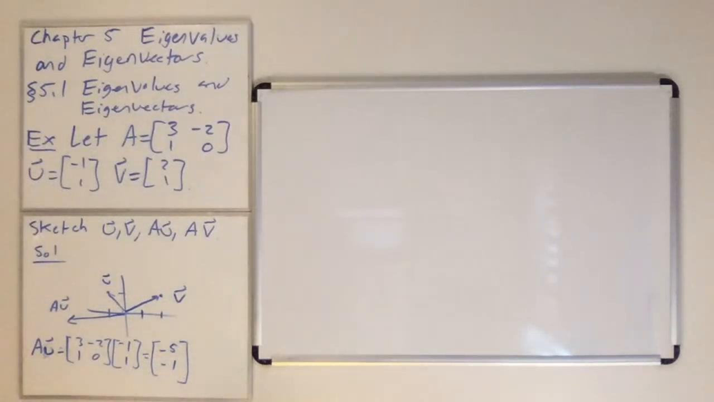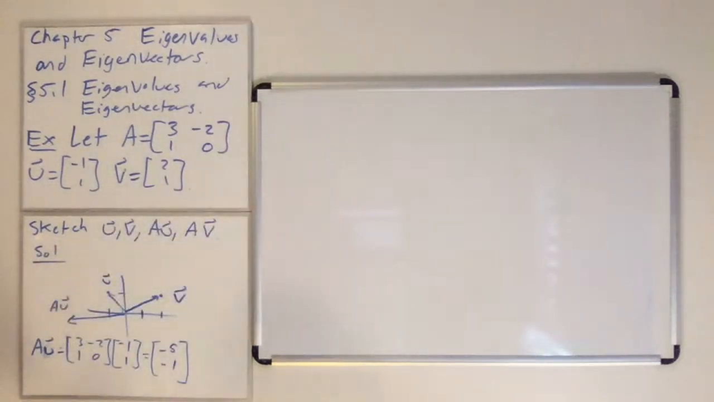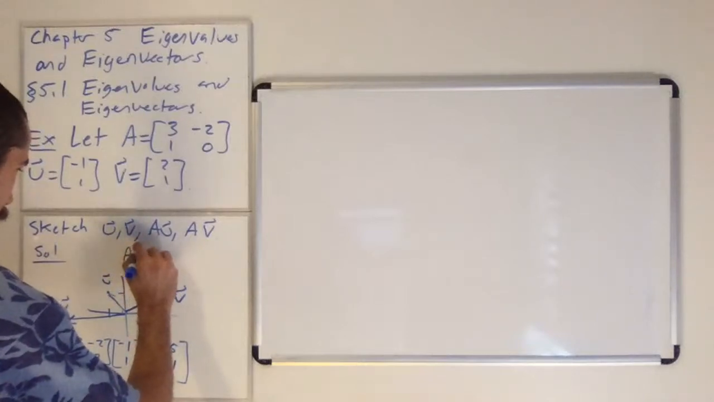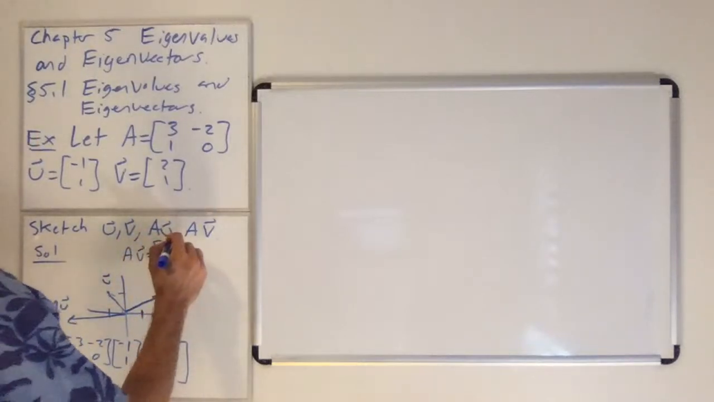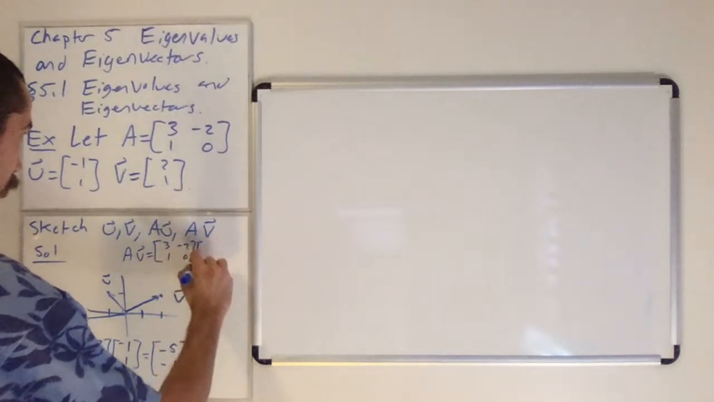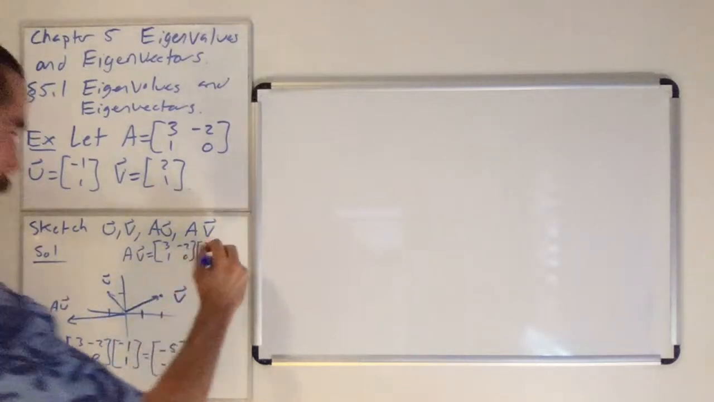And I apologize for the spacing. I'm going to do the computation here just so we have this whole board for the next example. So Av is 3, 1, minus 2, 0 times the vector 2, 1, which works out to be 4, 2.